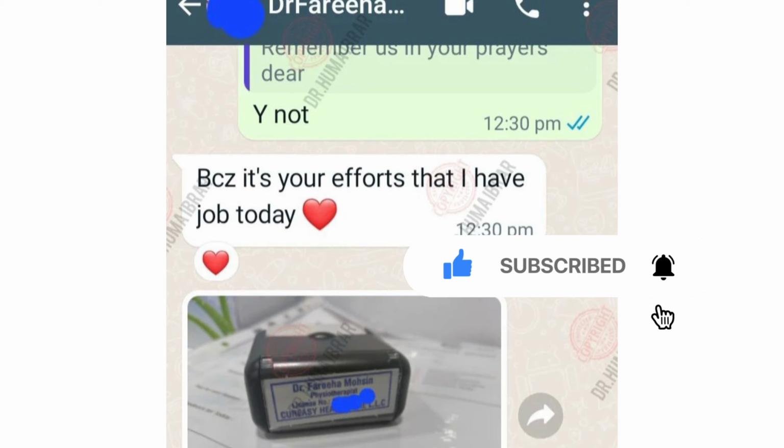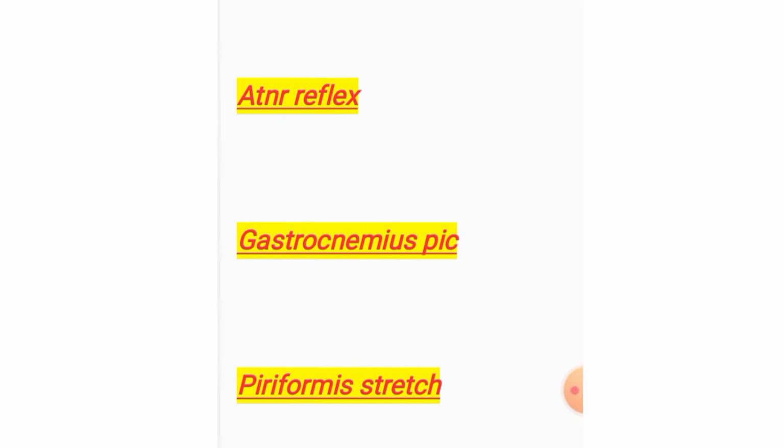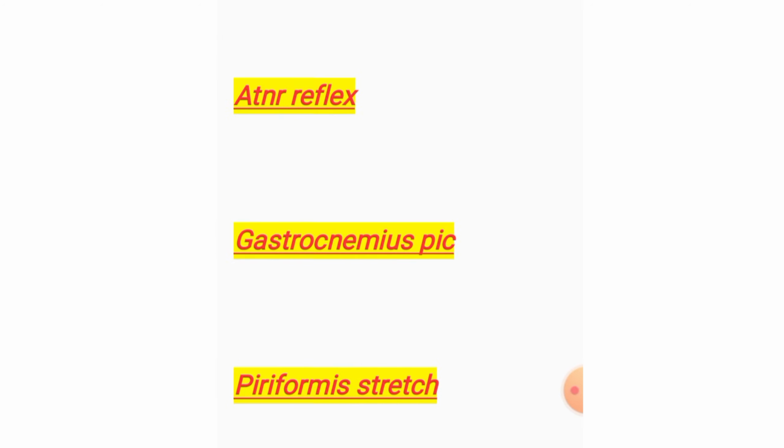Now let's move towards the topic. Its definition: superficial heating modalities, Moro reflex, ATNR reflex, gastrocnemius photo, Piriformis stretch.